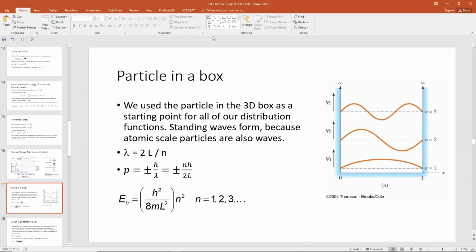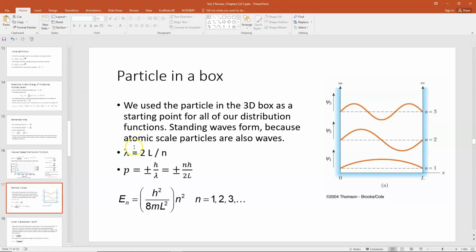All right, now to describe the full partition function, we first discussed how we were going to talk about quantization of these energy states and to figure out how many energy states we have. So what we did was we used a particle in a three-dimensional box from your intro quantum mechanics class as a starting point for all of our distribution functions. And so if you're confining a particle to a one-dimensional box, particles are really waves, and so what happens is standing waves will form, okay?